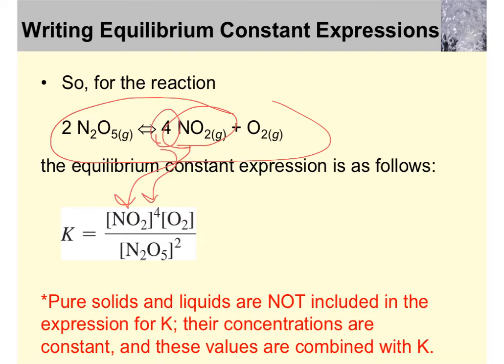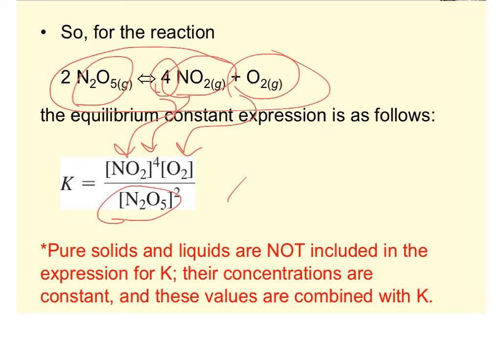Coefficients become exponents, and divided by concentration of reactants. Alrighty, so pretty simple, right? There are a couple of exceptions that you need to keep in mind. The most important exceptions are that solids and liquids are not included in equilibrium constant expressions.